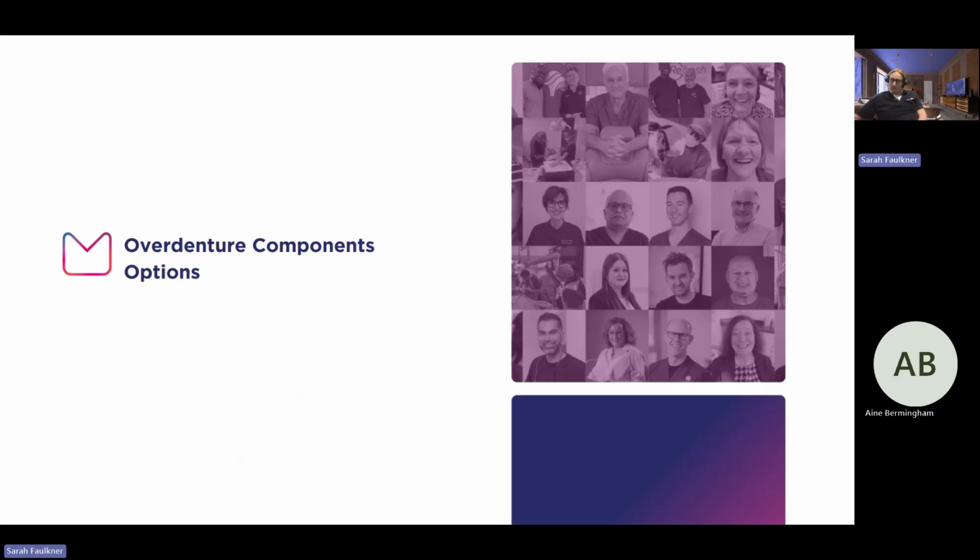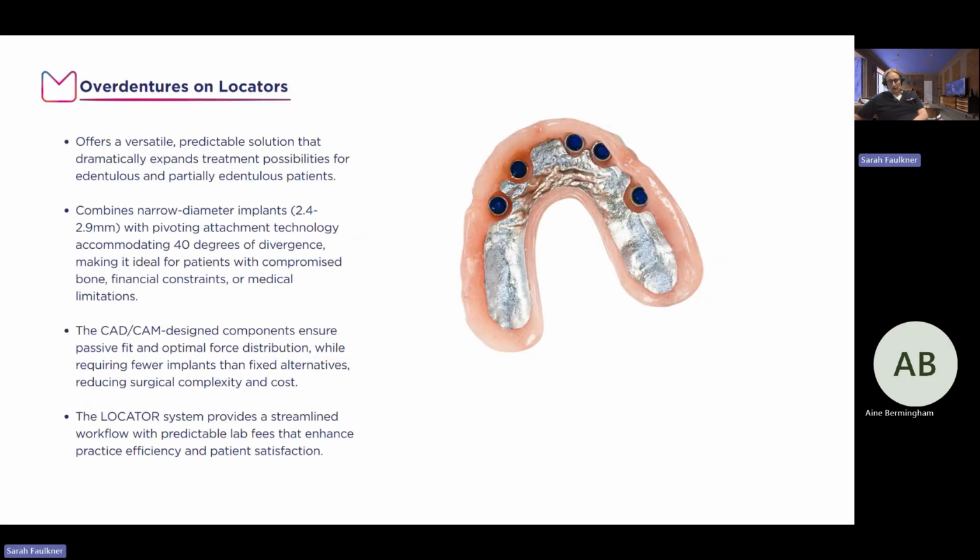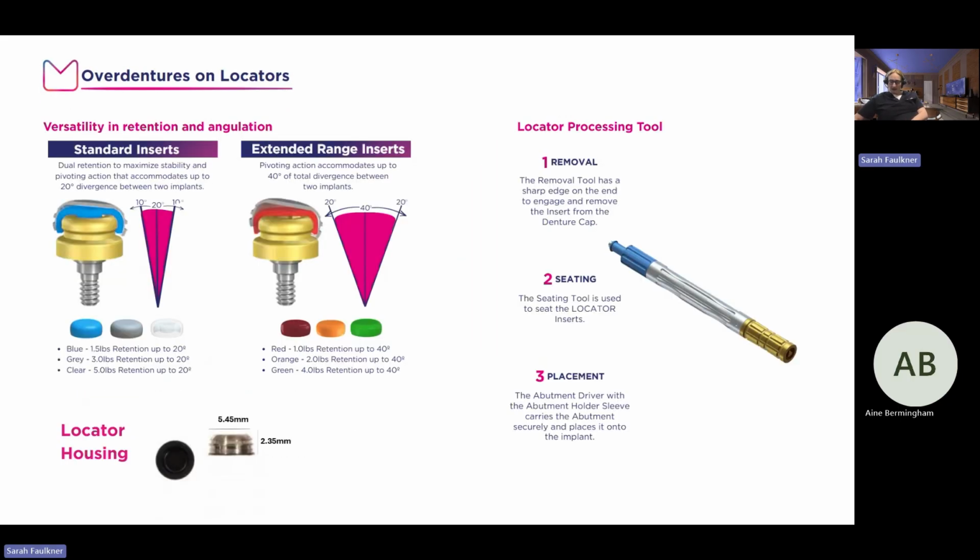Looking at all of the factors that I am considering, if we start off with the overdenture components, we're going to start with our much loved Locator attachment. Locator is extremely versatile. They are produced for the majority of implant systems on the market. They offer you the ability to change the retention levels for the patient. They provide a pivoting action of the insert within the housing, so the standard inserts will allow divergence of up to 20 degrees, and the extended range will offer up to 40 degrees.